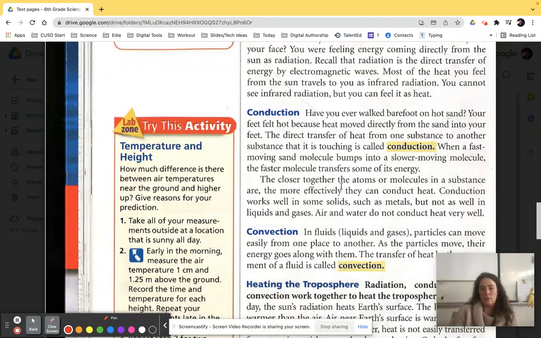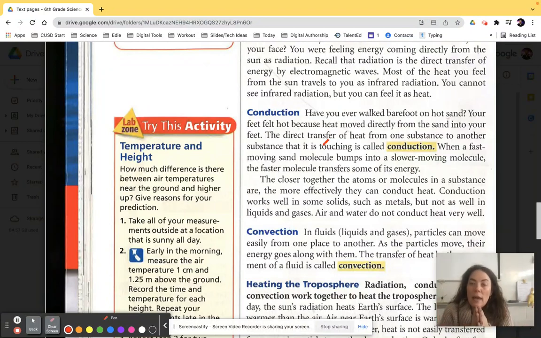Conduction, we talked about at the beginning of the reading. Have you ever walked barefoot on hot sand? Your feet feel hot because heat moved directly from the sand into your feet. The direct transfer of heat from one substance to another that is touching is called conduction. So when a fast-moving sand molecule hits a slower-moving molecule on your foot, the faster molecule transfers some of its energy. Your foot absorbs some of that energy and it feels hot.